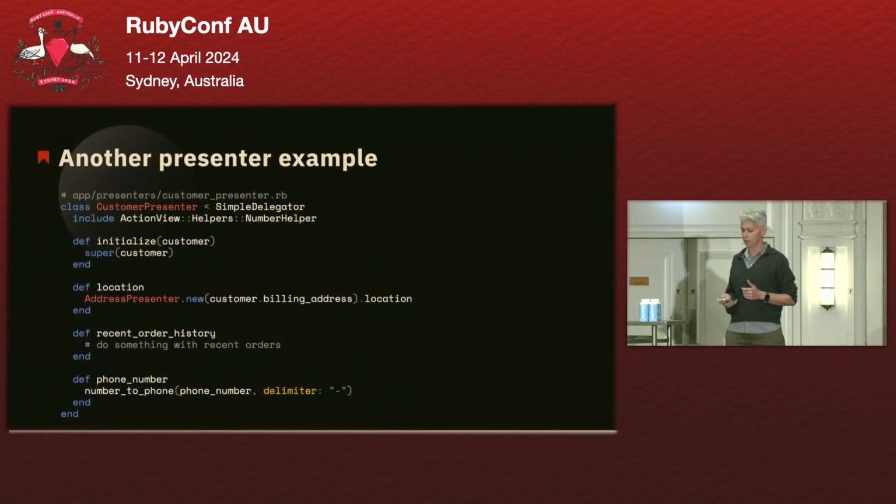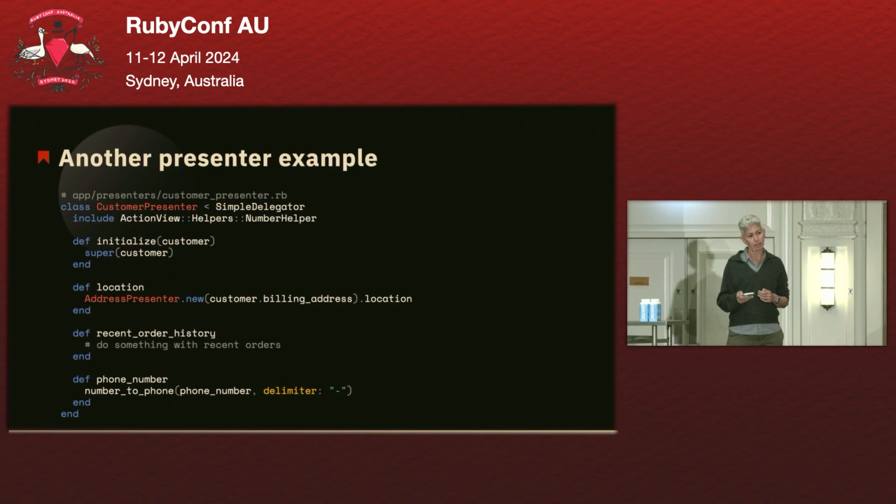I'm going to give an example of another presenter, just because why not? And this is a customer presenter, and you can see here that I'm including the ActionView helpers NumberHelper because I want to, it's hard to see, I want to format the phone number that they have with whatever format that I want to have. I also included for location an address presenter to format my location the way I want it to be in that specific way.